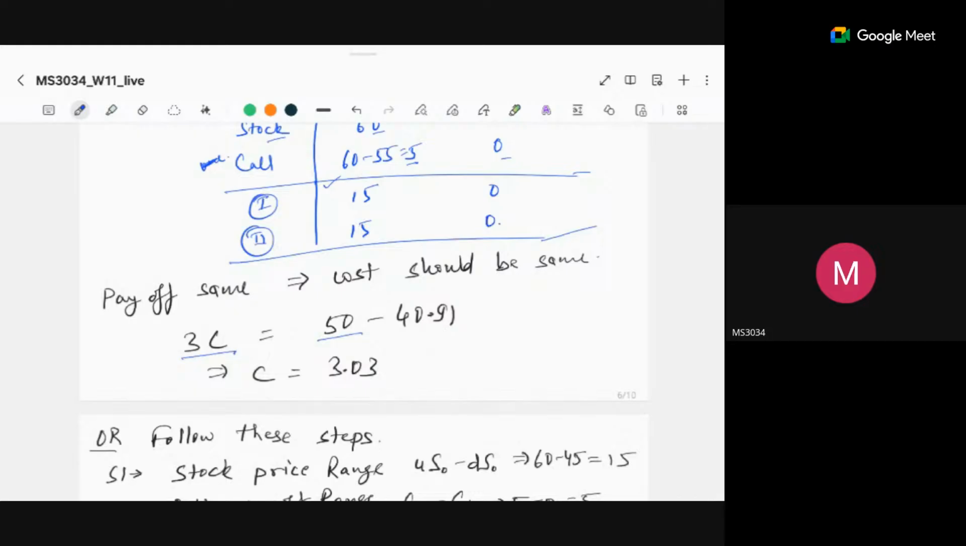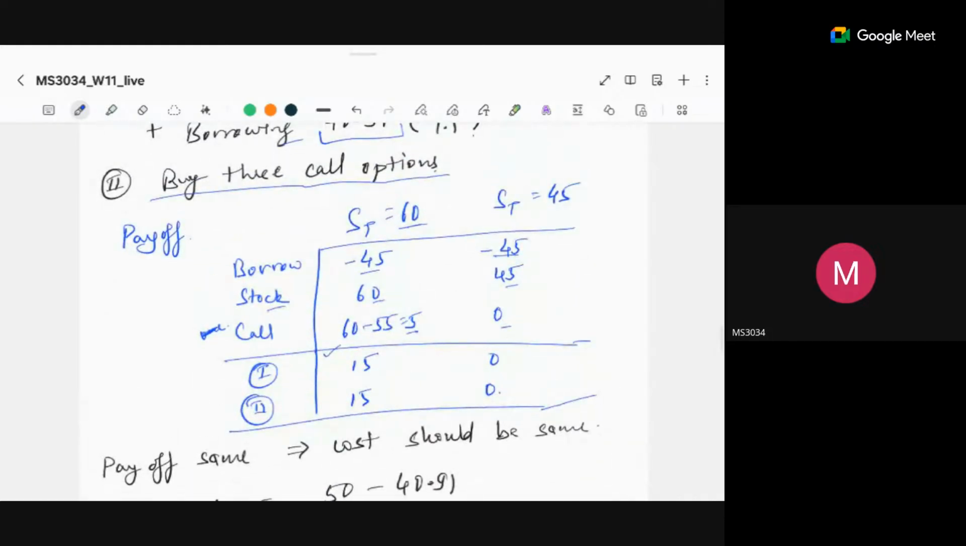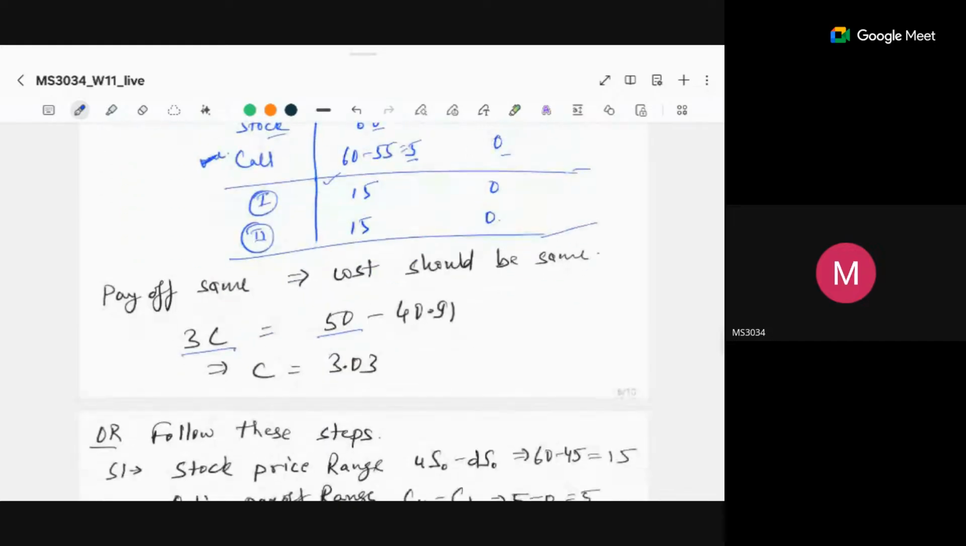So I think I made this, so this should be right: 3 call options. And second, if your cost is minus 50 and you borrowed, then this is your portfolio, the payoff in that case. Correct. So from that you get your call option price to be 3.03 rupees.